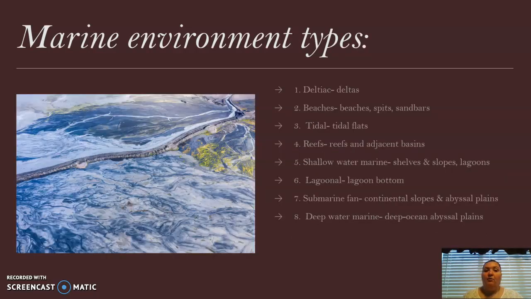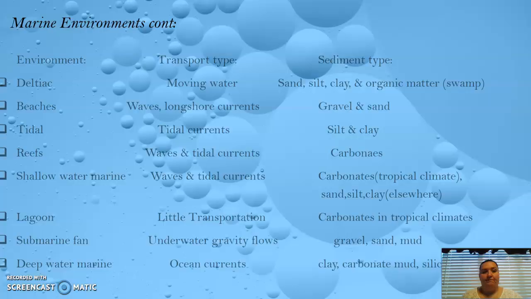We're going to go over the different marine environment types. Deltaic or deltas. Beaches are beach spits and sandbars. Tidal are tidal flats. Reefs are reefs and adjacent basins. Shallow water marine are shelves and slopes. Lagoonal are lagoonal bottoms. Submarine fan are continental slopes and abyssal plains. Deep water marine are deep ocean abyssal plains.